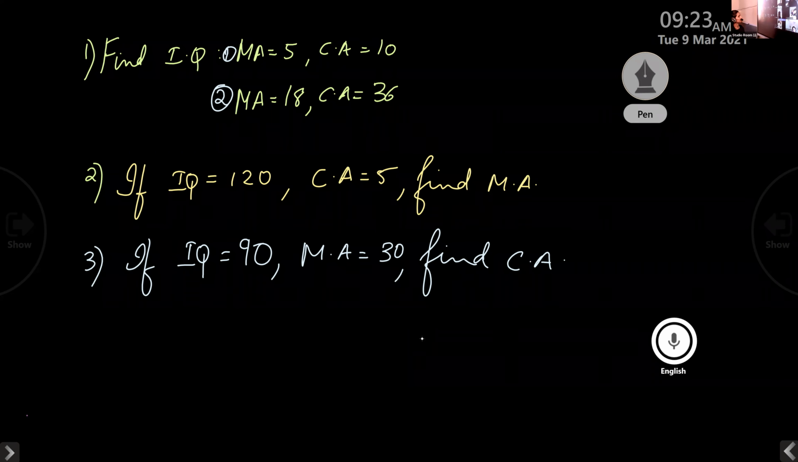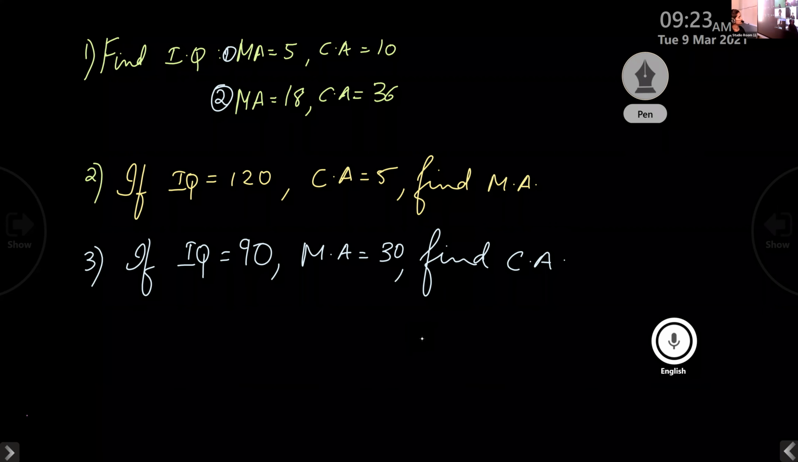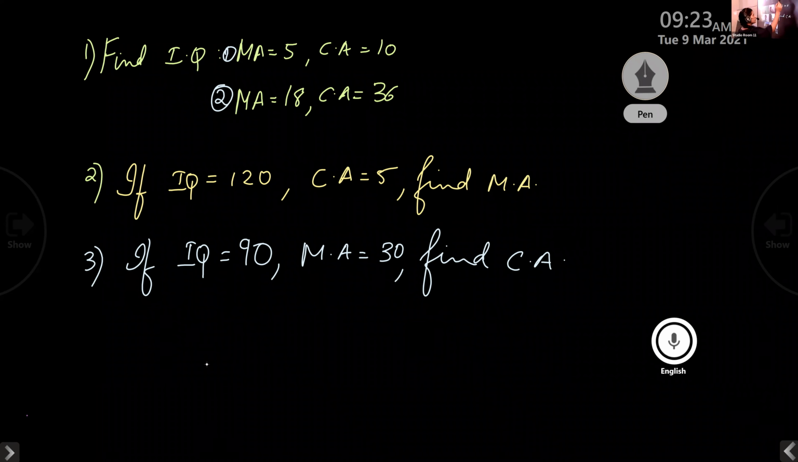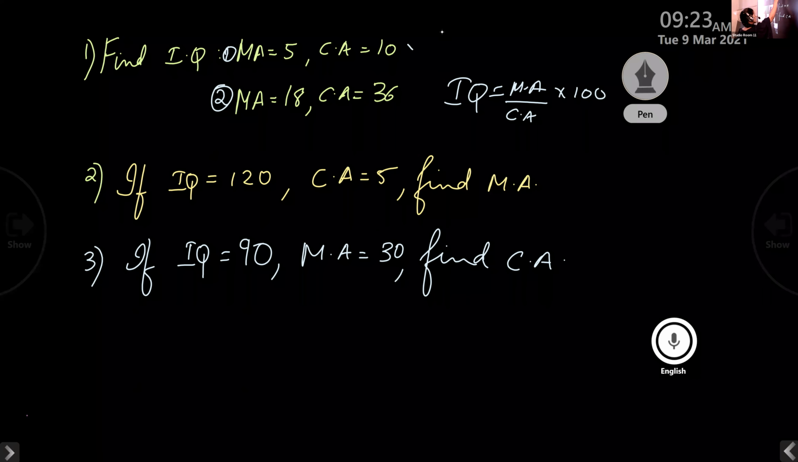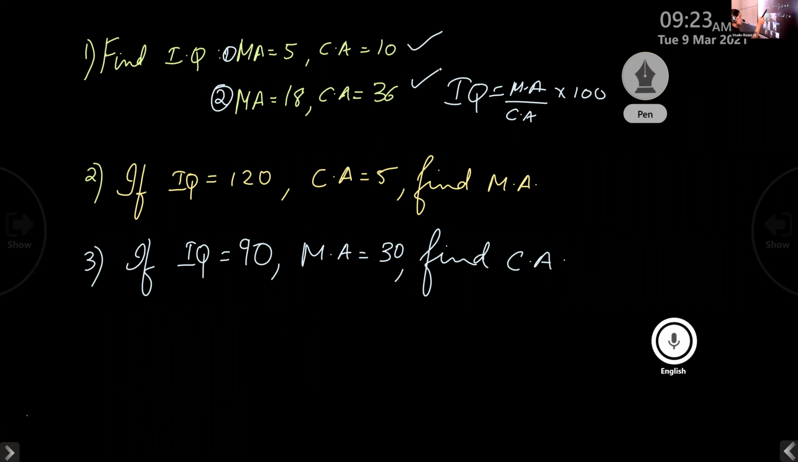Okay, do the problem. Finished, Reina? Doing. Do you want the equation? IQ equals MA by CA into 100. In these two cases, you just have to apply the values in the equation. Second one also, you just have to apply the values. The one which you can't find, take the values that you have all together to one side, then you'll get the other side.